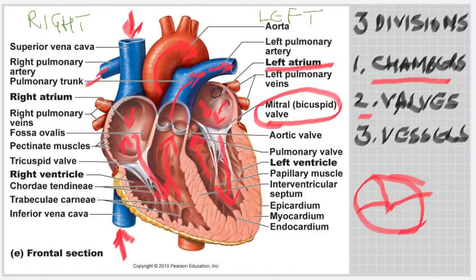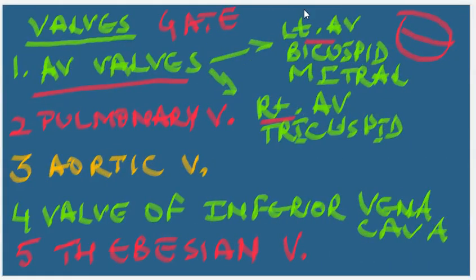And this is one of those valves, the mitral valve. Similarly, the right AV valve is known by one more name, and that is the tricuspid valve, because this valve here is not made up of two flaps but rather three flaps. I hope this much is clear to you. So much about the AV valves, their names and their functions.